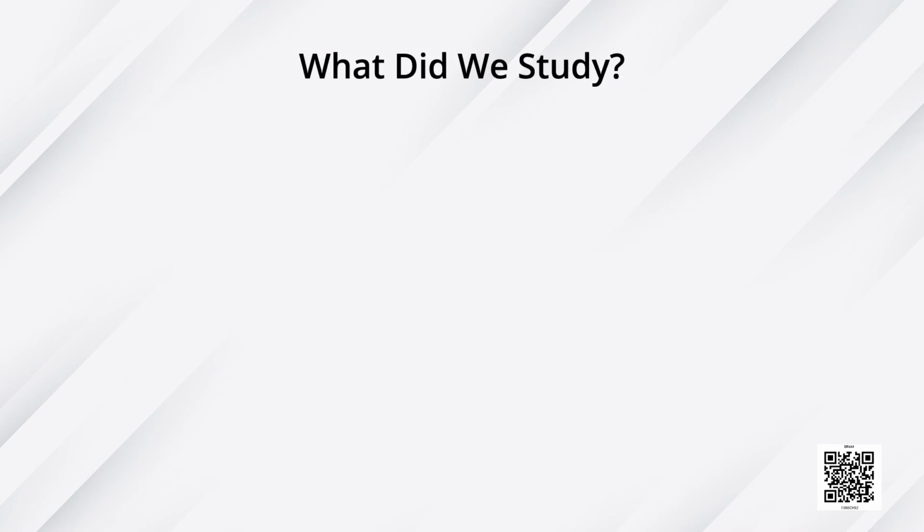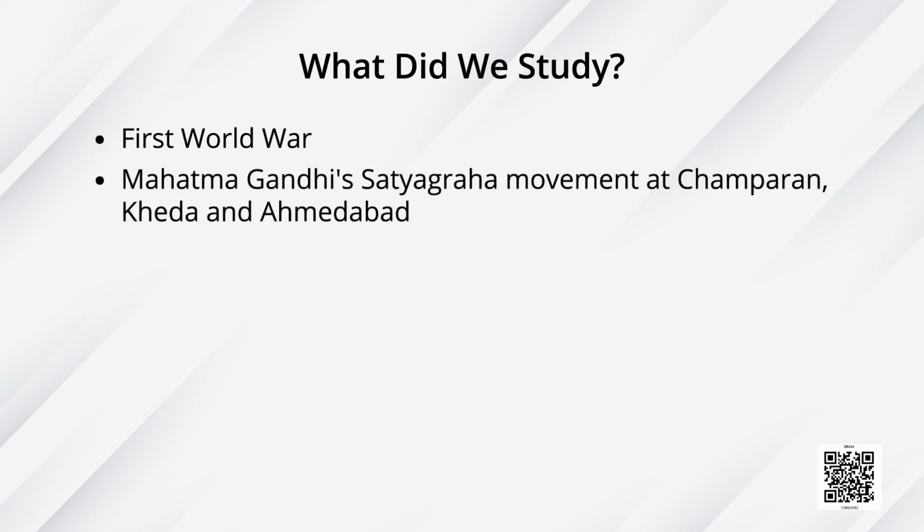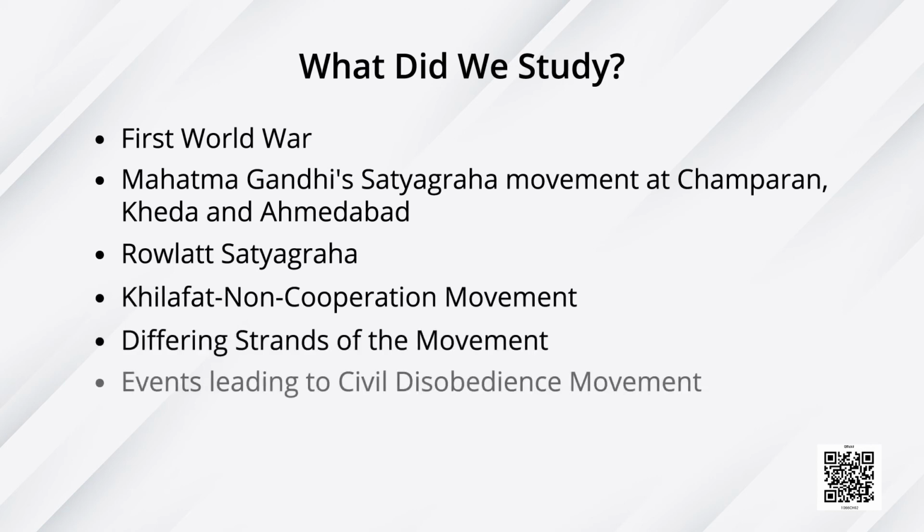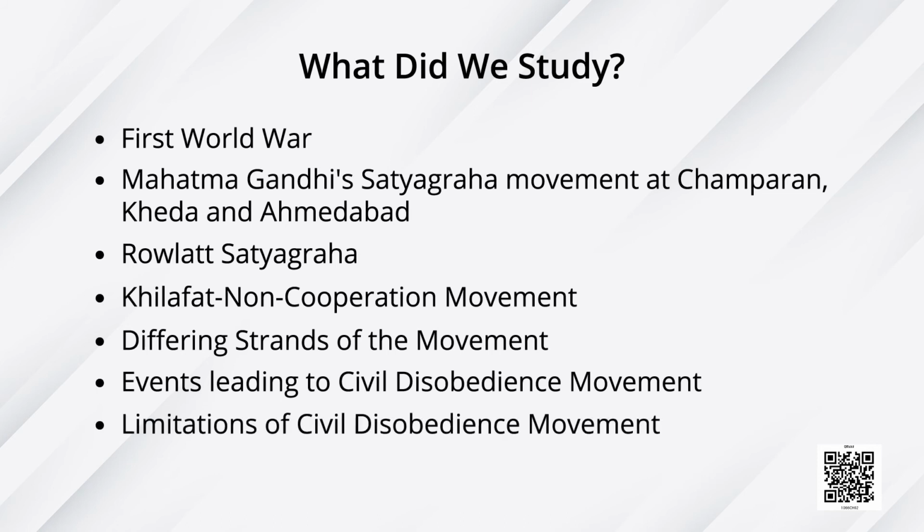Now let's quickly recall what we studied. We first talked about First World War and its impact. Then we talked about Mahatma Gandhi's Satyagraha movement at Champaran, Kheda and Ahmedabad. Then we talked about Rowlatt Satyagraha, Khilafat non-cooperation movement, differing strands of the movement, events leading to civil disobedience movement, limitations of civil disobedience movement, and in the end we talked about sense of collective belonging and how it was created among Indians.